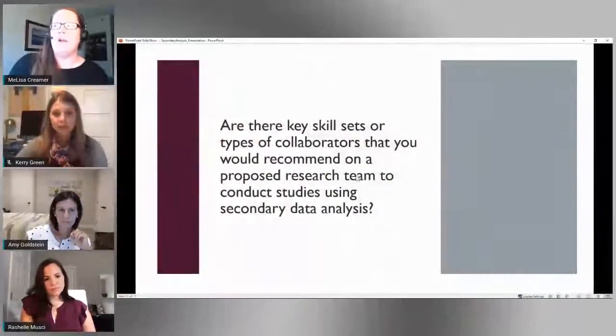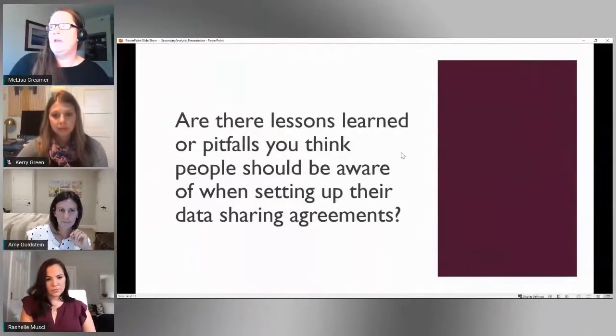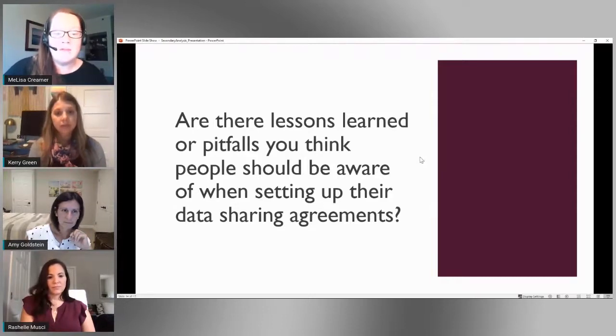Okay. We have just over 10 minutes left, just to give us an idea of where we are. The next question that we had, we've pretty much already answered this one, so I'm going to move on to: are there any lessons that have been learned or pitfalls you think people should be aware of when they're setting up data sharing agreements? And I know we haven't really talked about data sharing agreements right now, so I'm wondering if we want to start there of when it's appropriate and that sort of thing, and then go on to the lessons learned or pitfalls to look out for.